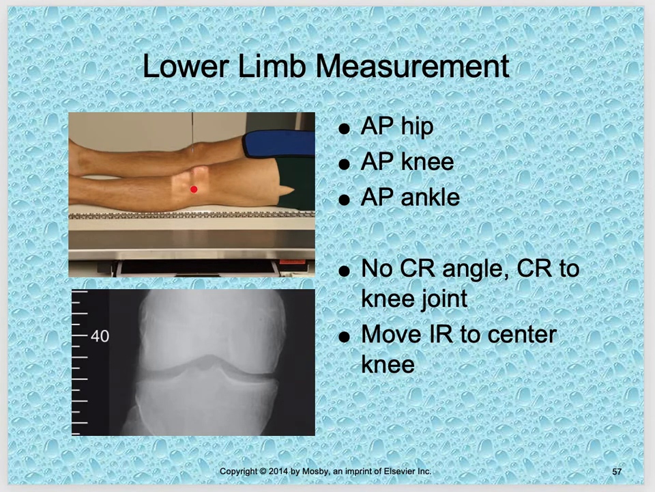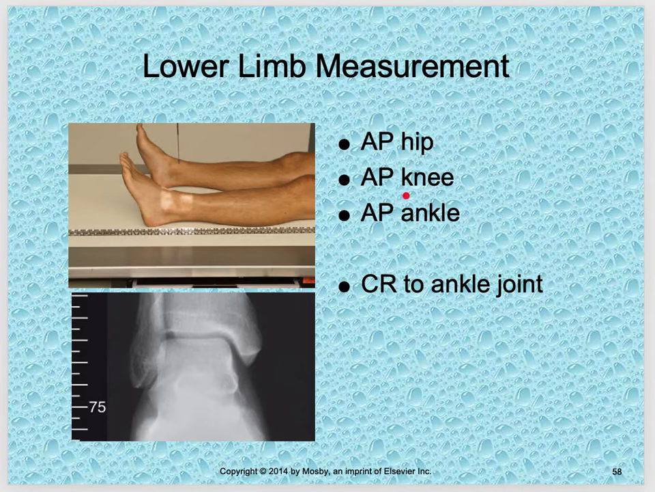So we know that the knee joint is a 1/2 inch below the apex of the patella. So go to that 1/2 inch below the apex of the patella, 0 degree, and image that knee. You're not trying to see the joint space. You're just trying to get 0 degree on the knee.